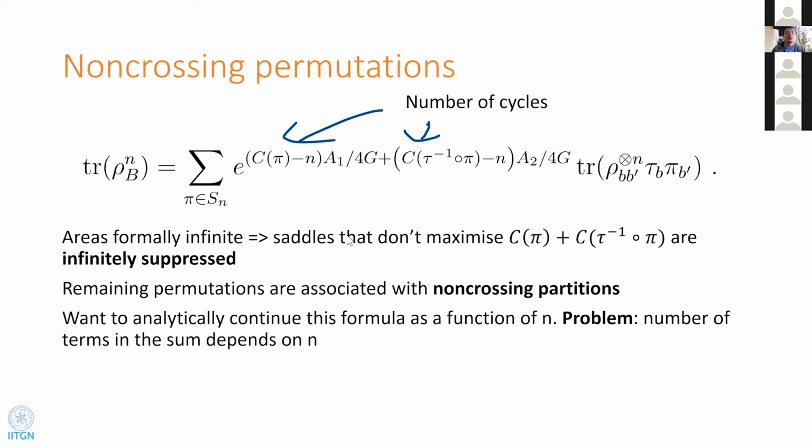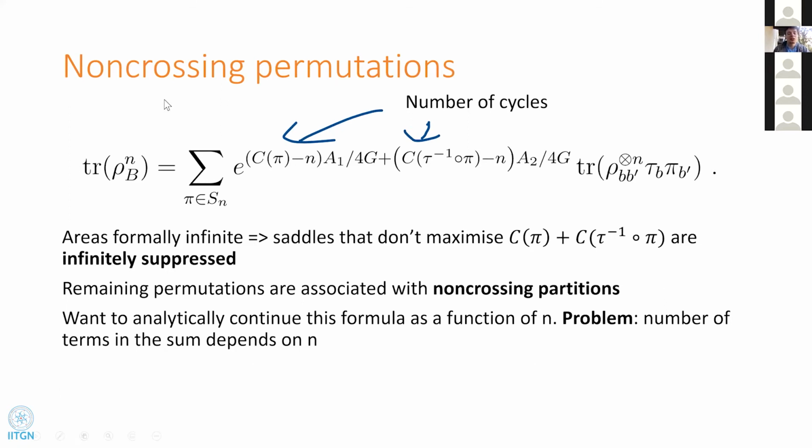Now we want to take this sum over these remaining non-crossing permutations and analytically continue it to n goes to 1, so that we get the bond line. This is where we have a problem, which is that the number of terms in this sum depends on n. The number of permutations pi in Sn depends on n. In this case, we're just looking at a subset of those permutations, but the number of permutations still grows as we change n.